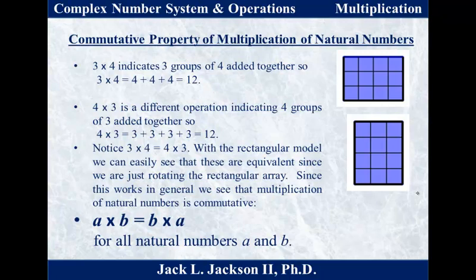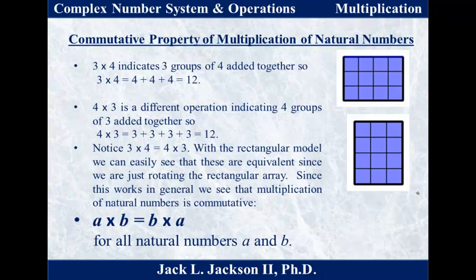Now notice that 4 times 3 is really a completely different operation. It says we have 4 groups, and there are 3 in each group, so it's 4 threes added together. So 4 times 3 is 3 plus 3 plus 3 plus 3. But notice that's also 12. And of course we could illustrate that by a rectangle that is 4 tall and 3 wide.